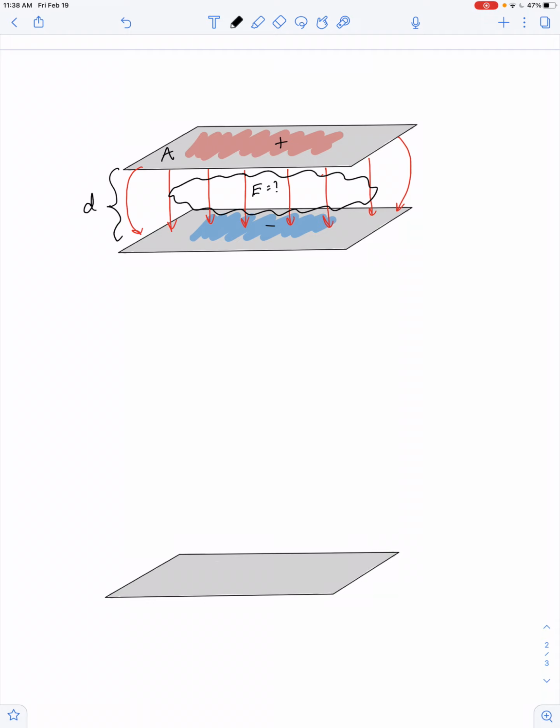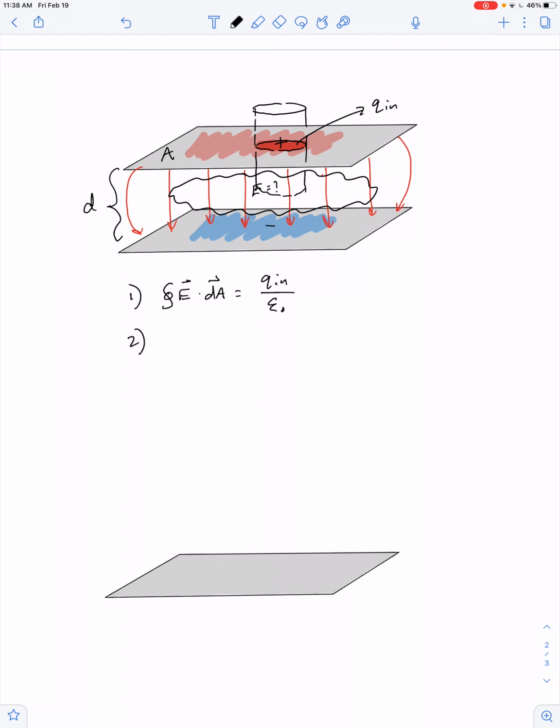Now, how do we determine the value of that electric field? This would be a good case for Gauss's law, right? So we might imagine maybe a cylindrical Gaussian surface like this. And it intersects the top plate. So there's some amount of positive charge inside of this Gaussian surface, represented by this dark red shaded area. So there's our Q in. Gauss's law tells us that the total electric flux, calculated as this surface integral, is equal to the amount of charge inside the Gaussian surface divided by epsilon naught.